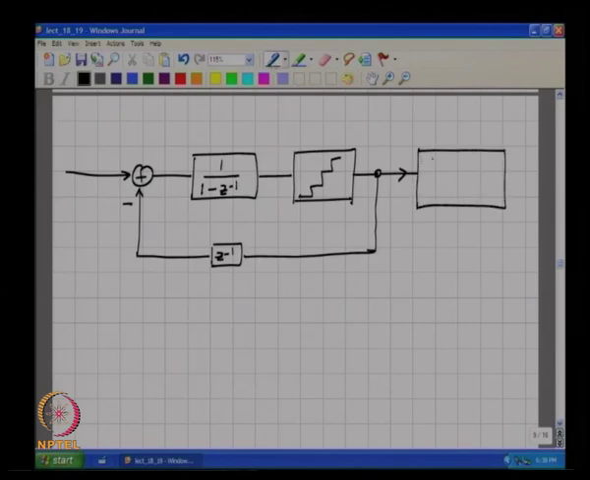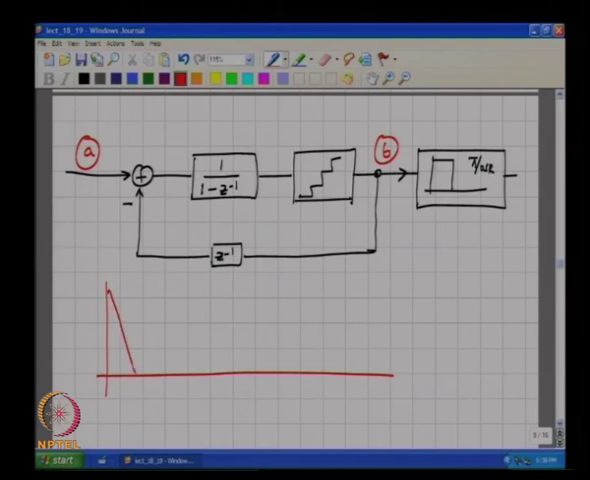What we must have is a low pass filter whose corner is at pi by OSR, and then you can drop samples and so on. What I am trying to ask you is, what is the spectrum at B? Let us say the spectrum at A was something like this. So, this is pi by OSR. And this is pi. What does the spectrum at B look like?